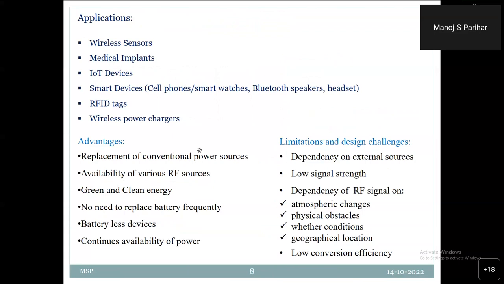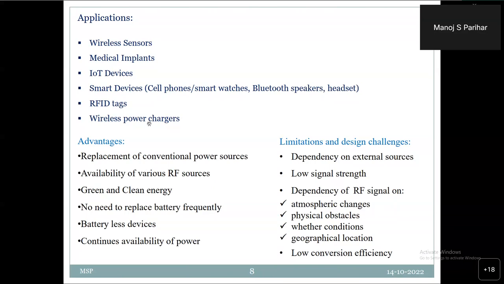Then, what are the applications? If you see application-wise, we have a lot of applications, a variety of applications, like wireless sensors. We can power medical implants. We can power IoT devices, smart devices like cell phones, smart watches, Bluetooth speakers, headsets, etc. Then RFID tags, then wireless power chargers.